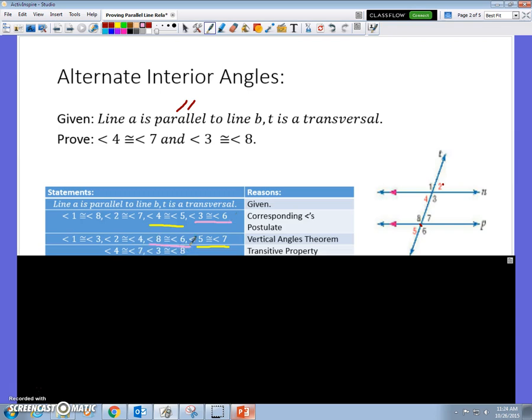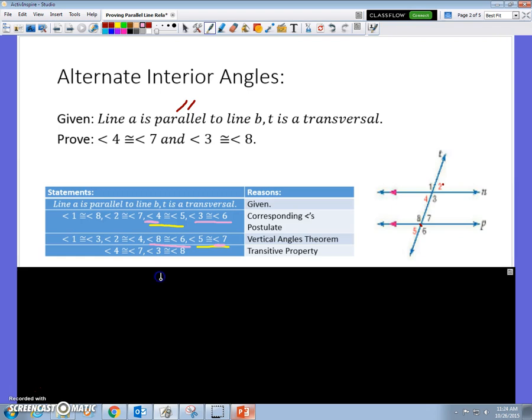If I know through the corresponding angles postulate that 4 is congruent to 5, and I also know through the vertical angles that 5 is congruent to 7, then I know through the transitive property that 4 must be congruent to 7. Same way here, if I know that 3 is congruent to 6, and 8 is congruent to 6, then I know 3 must be congruent to 8, and that's the transitive property. So using the postulates and theorems we know from the relationships of parallel lines helps me to prove that alternate interior angles are congruent.